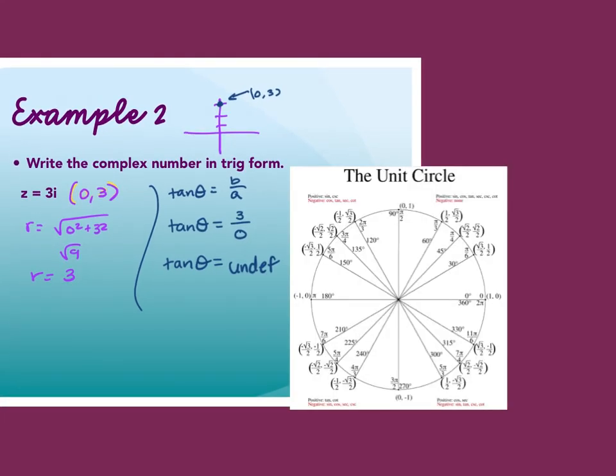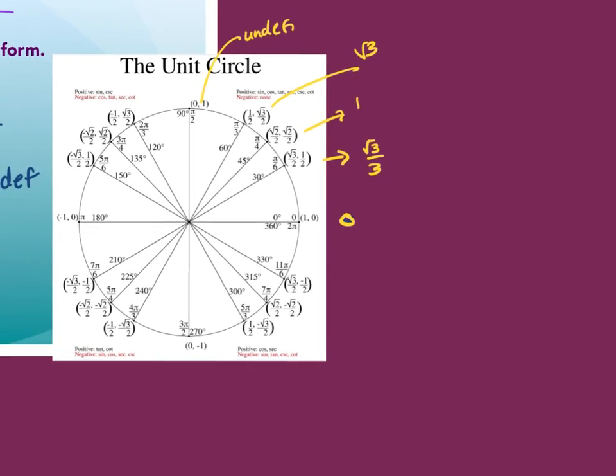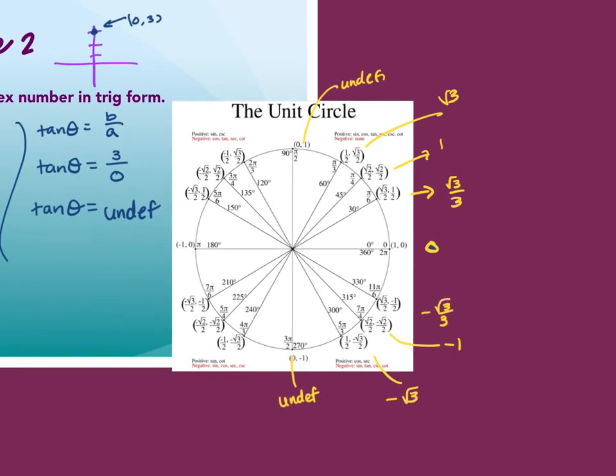Have your unit circle for the test, and you would add on your tangents, okay? So here it's 0. Here it's root 3 over 3. Here it's 1. Here it's root 3. Here it's undefined. And the same thing happens down here, except that it's negative: negative root 3 over 3, negative 1, negative root 3, back to undefined. You can go all the way around your unit circle if you want and add them on for your test.